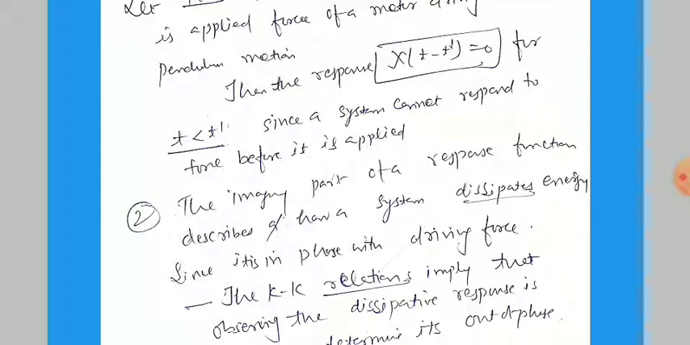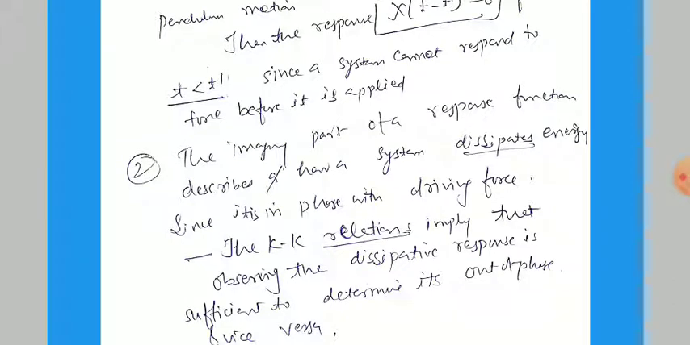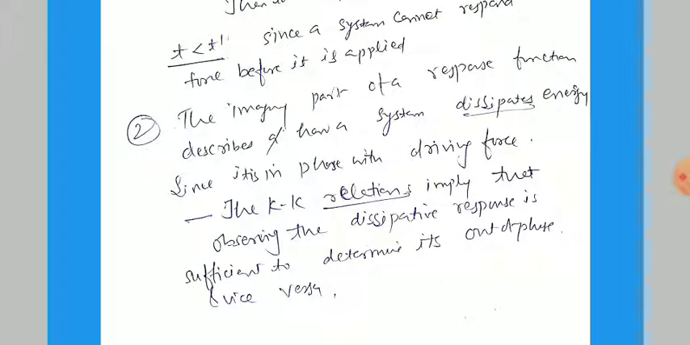Second, the imaginary part of a response function describes how a system dissipates energy, since it is out of phase with the driving force. It means that if we apply a force, then there is energy loss, attenuation. So the KK relations imply that observing the dissipative response is sufficient to determine its out-of-phase part, and vice versa.